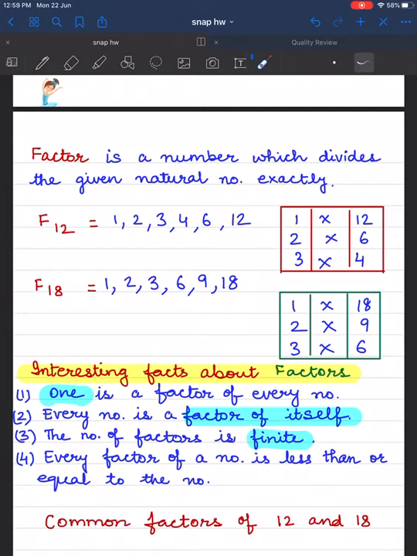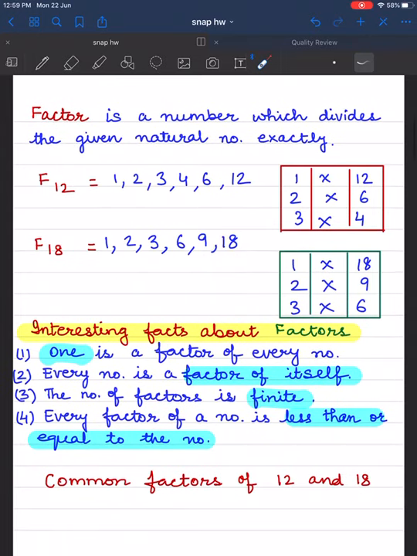Fourth, every factor of a number is less than or equal to the number. So here you can see the highest factor is 12, which is equal to the number, and all other factors are less than 12. Similarly here 18 is the highest factor which is equal to the number and all other factors are less than 18.